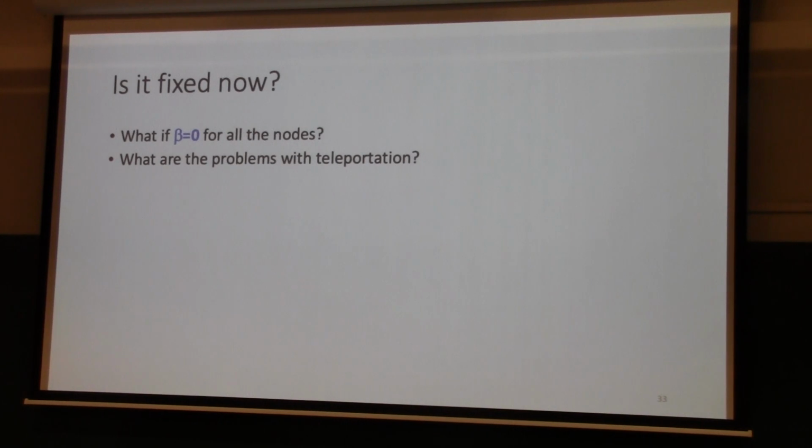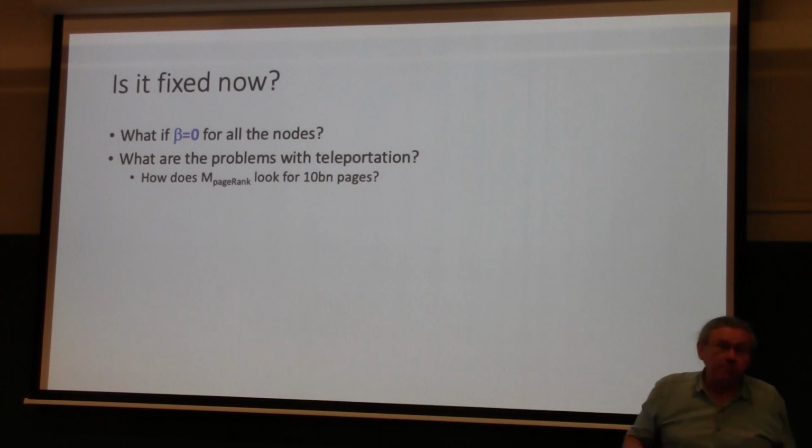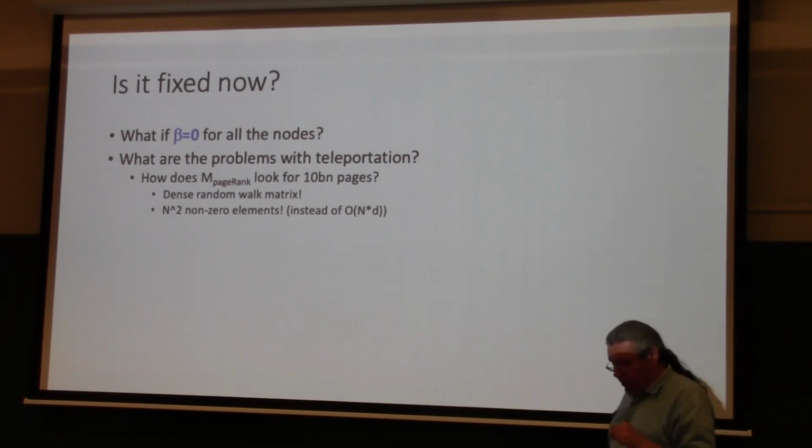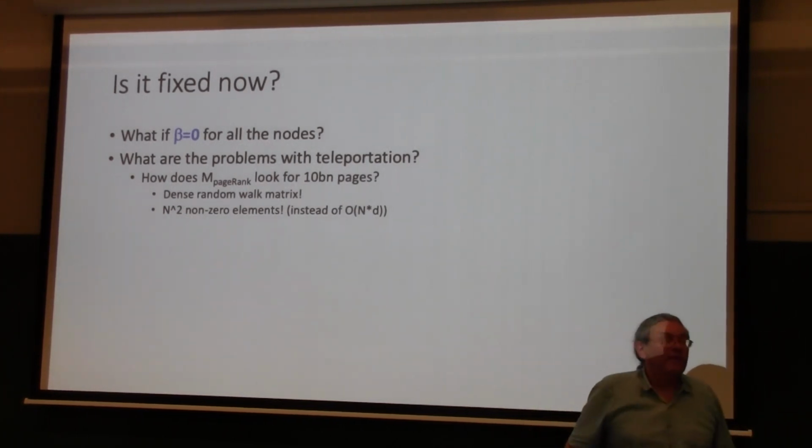But there's still other problems to make it really work. Okay, so you have this huge matrix. How does the PageRank matrix look if you have 10 billion pages? It's a pretty big, dense matrix. All the elements are basically non-zero. Most of them are non-zero. N squared non-zero elements. That's a lot. It's not the number of nodes times the degree, it's n squared.